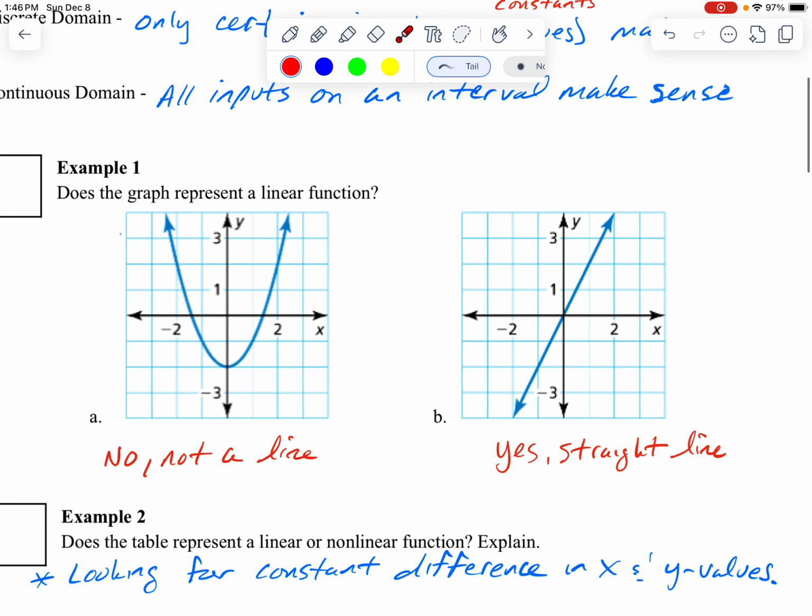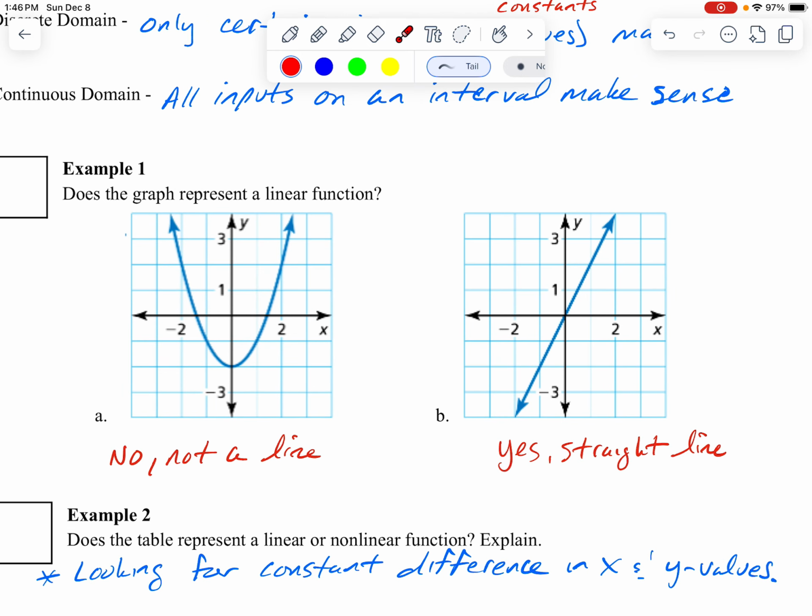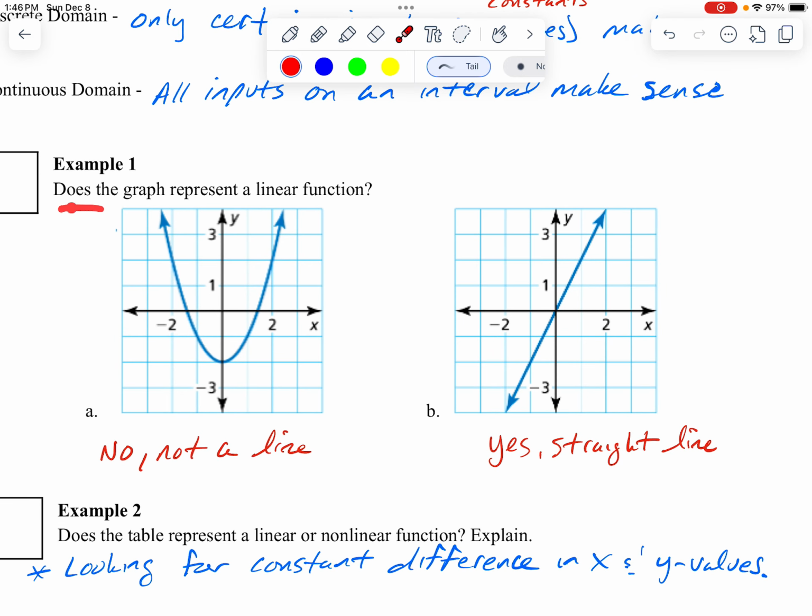The first two examples are pretty straightforward. If it's not a straight line, it is not a linear function. Okay, so any sort of curve at all is not linear. Even if it's just two straight lines, that's also going to be not linear. It has to be one continuous straight line. That is the only way that a linear function can be represented as a graph.